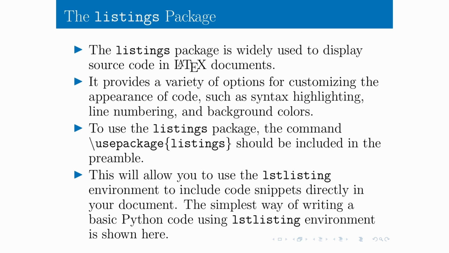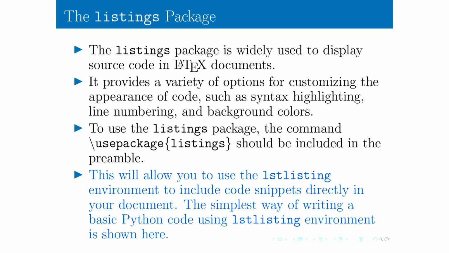Now let's look at the listings package. The listings package is widely used to display source code in LaTeX documents. It provides a variety of options for customizing the appearance of code, such as syntax highlighting, line numbering, and background colors. To use the listings package, the command usepackage listings should be included in the preamble. This will allow you to use the listings environment to include code snippets directly in your document.